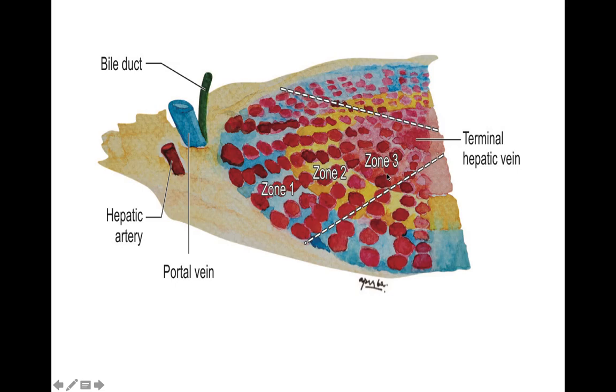Similarly, cytochrome P450, an enzyme which is used for drug metabolism, is present mainly in zone 3. Other than that, there are certain enzymes which are present in all the zones, but there is a gradual decrease in the levels of the enzyme. For example, the enzymes for gluconeogenesis are present all over, but there is a gradient in which they occur in different zones.